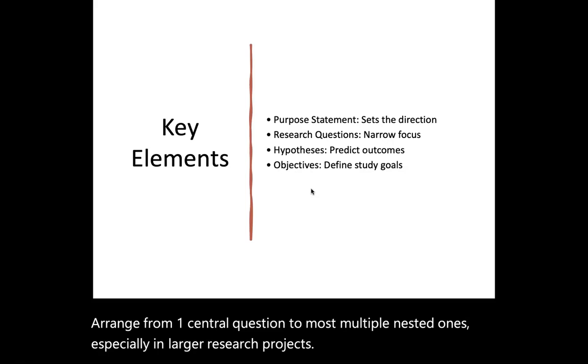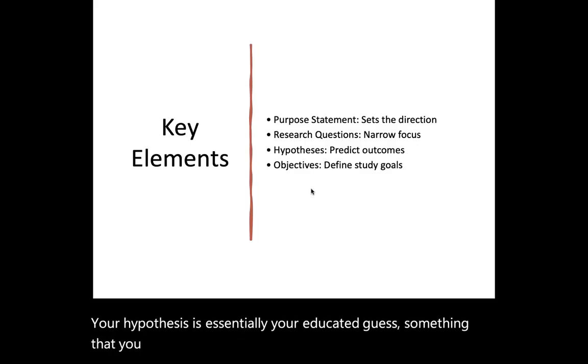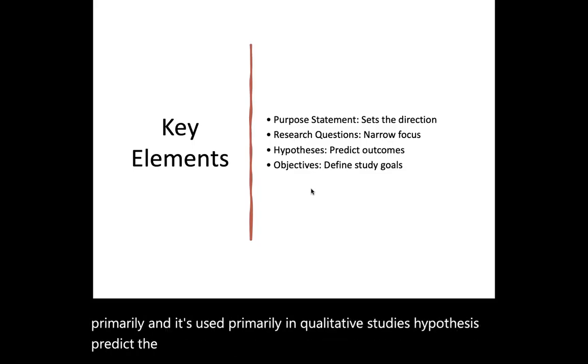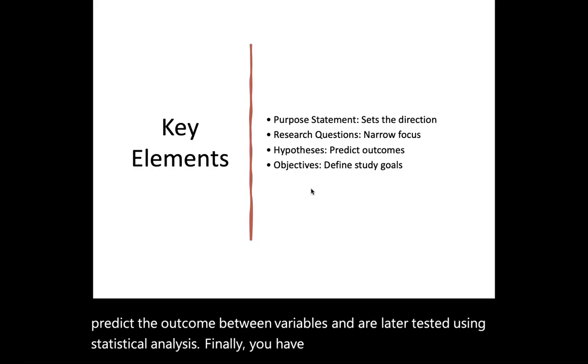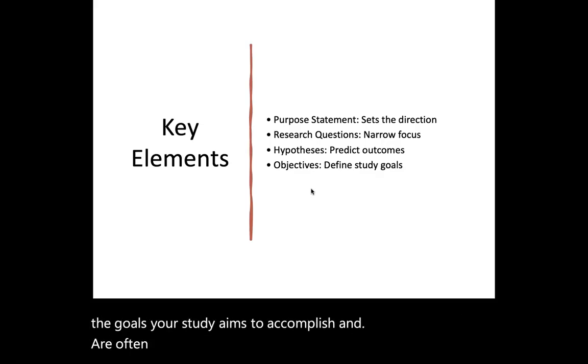Your hypothesis is essentially your educated guess, something that you might remember from grade school science class, and it's used primarily in quantitative studies. Hypotheses predict the outcome between variables and are later tested using statistical analysis. Finally, you have your objectives, which refer to the goals your study aims to accomplish and are often found in quantitative research to define measurable outcomes.